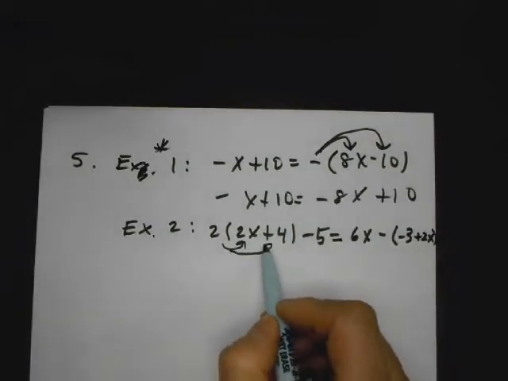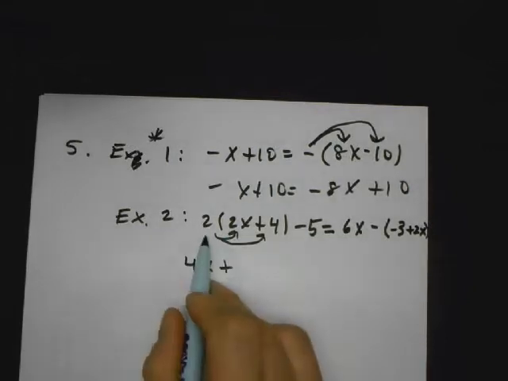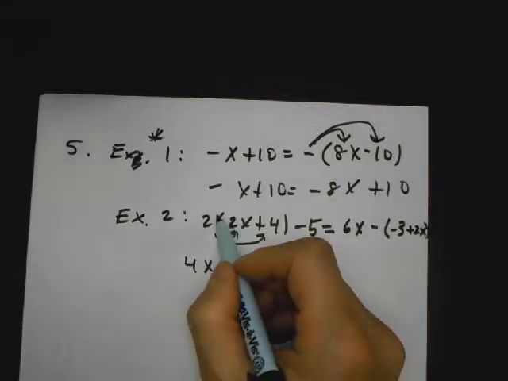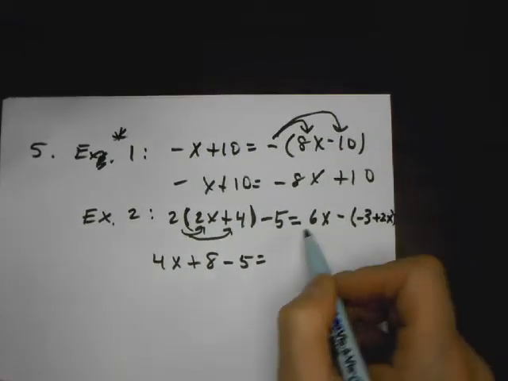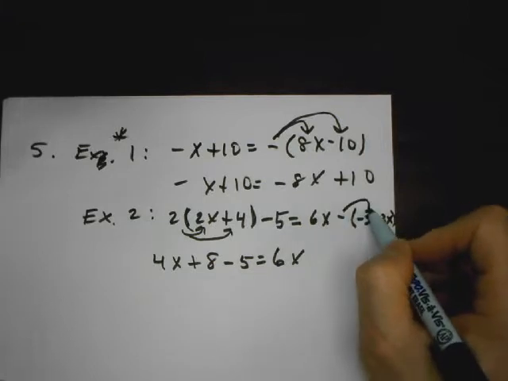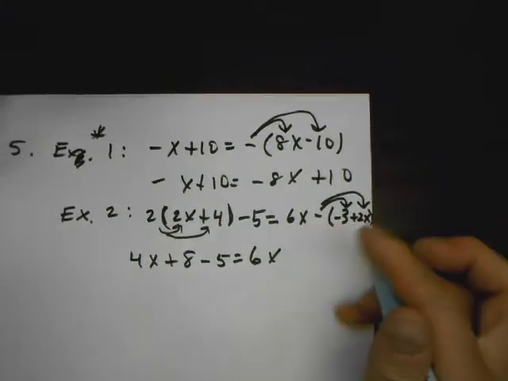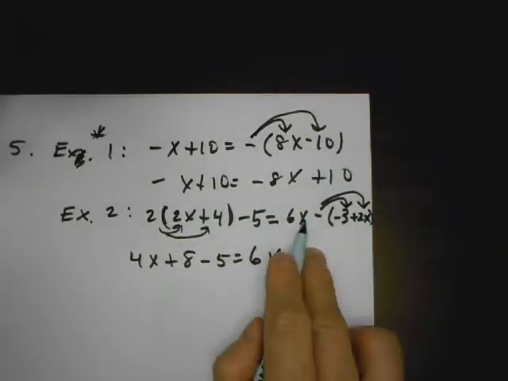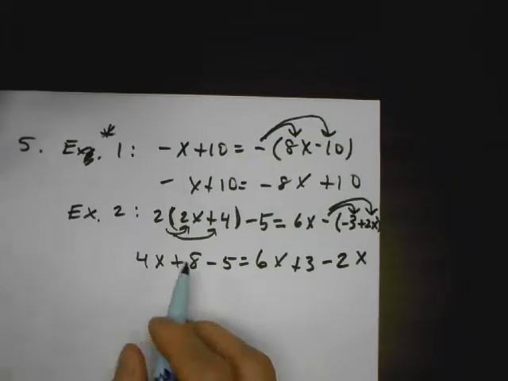So I distribute. 2 times 2x is 4x. 2 times 4 is 8. After I distribute, those parentheses go away. And then I still have the minus 5. I have the equal sign. 6x, I have to distribute that minus sign again. So the opposite of negative 3 is positive 3. The opposite of positive 2x is negative 2x.